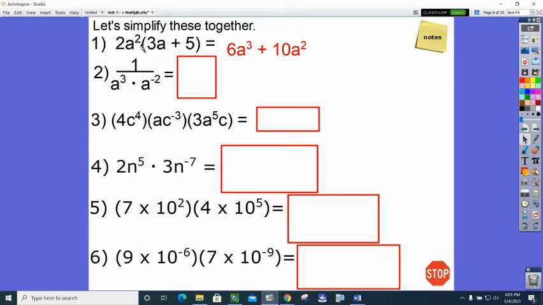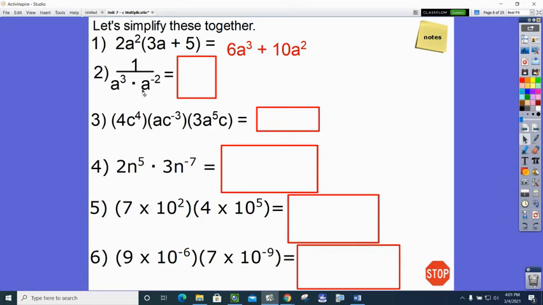So again, now when we have a variable, we're going to use this multiplication rule when we do the distributive property. And that's as far as you can go. All right, let's go on to the next one. I'm thinking that maybe you can do this one yourself. So do number 2.